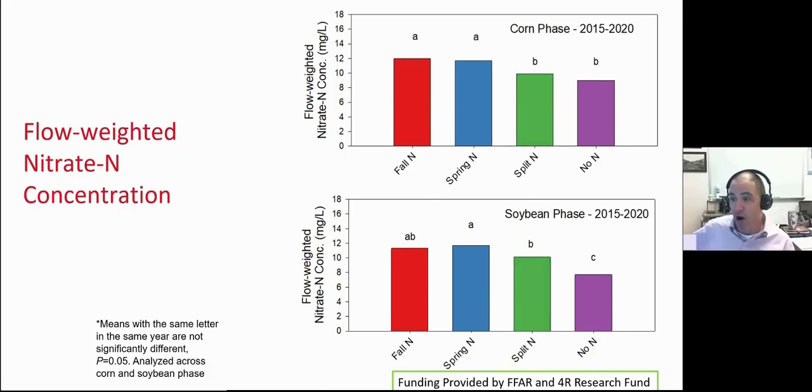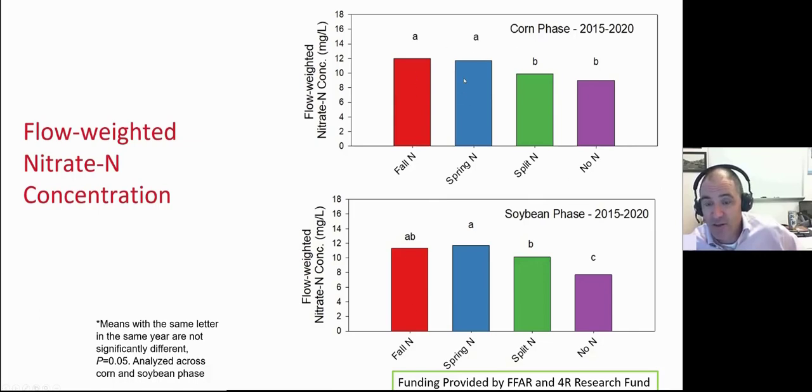We have a system with fall anhydrous with a nitrification inhibitor, where that fall nitrogen is put down when soil temperature is below 50 degrees and trending down. We have a spring pre-plant anhydrous, and we have a split nitrogen application with urea at planting and Agrotain-treated urea in season. If you remember the picture I showed you of the Gandy drop spreader into standing corn, that's our split N treatment.